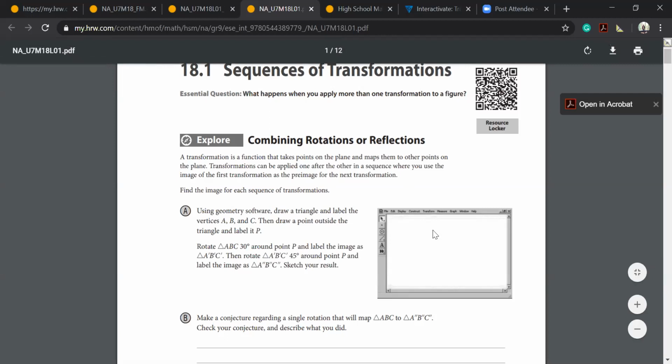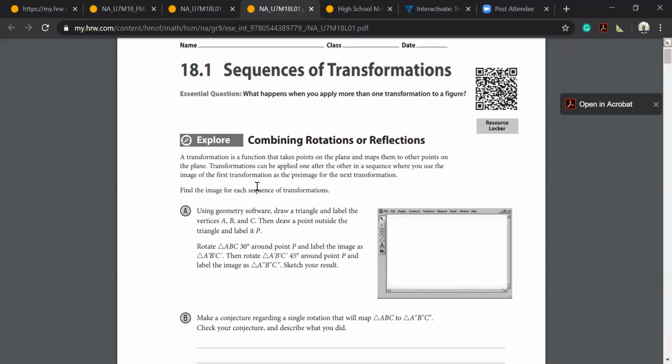We have an empty space here. Let's read. What should we do? Find the image for each sequence of transformation. And here he is telling you we are going to be combining rotations or reflections together. Combining rotations or reflections. Okay. Using geometry software, we don't have a geometry software. We have our hands and our rulers and our pencils.